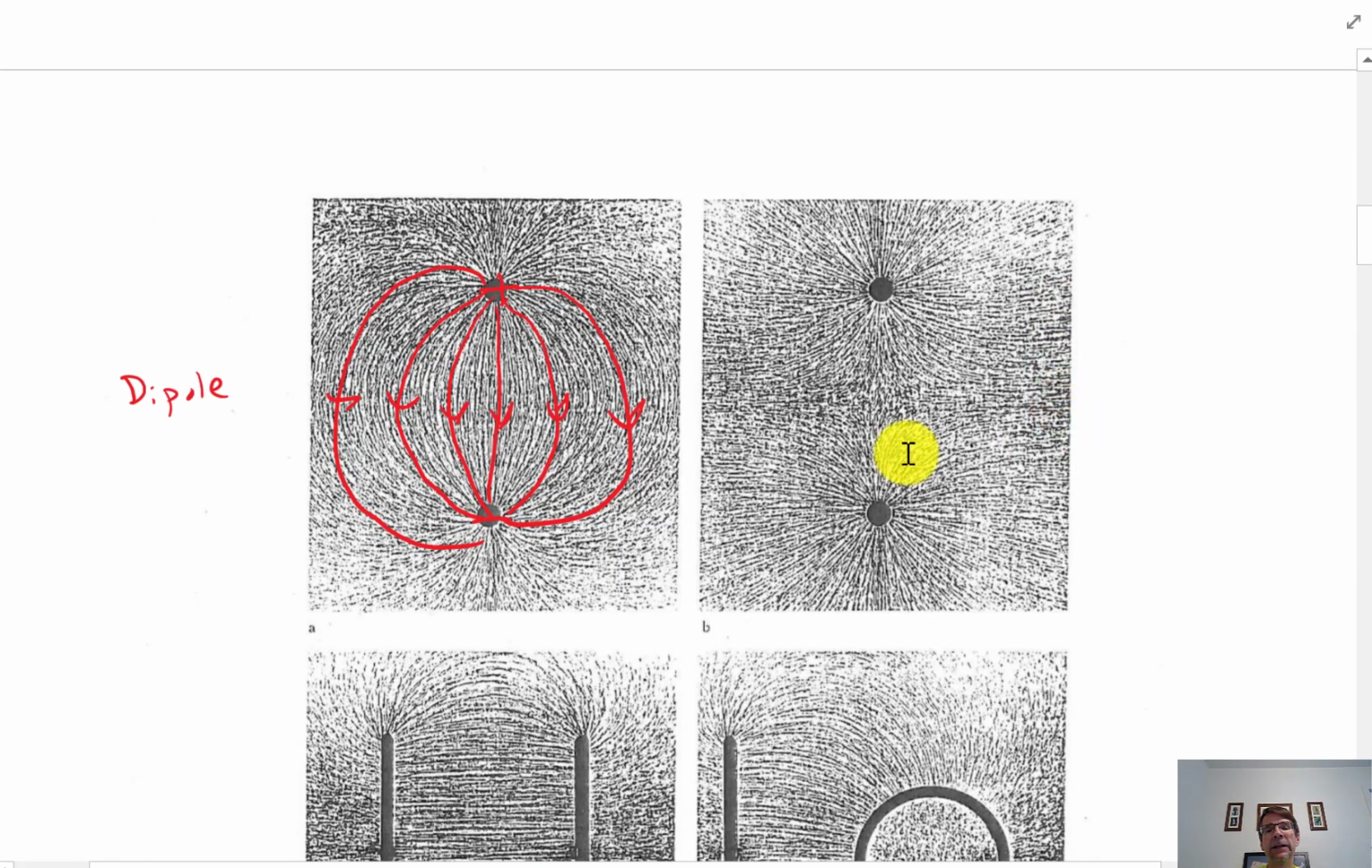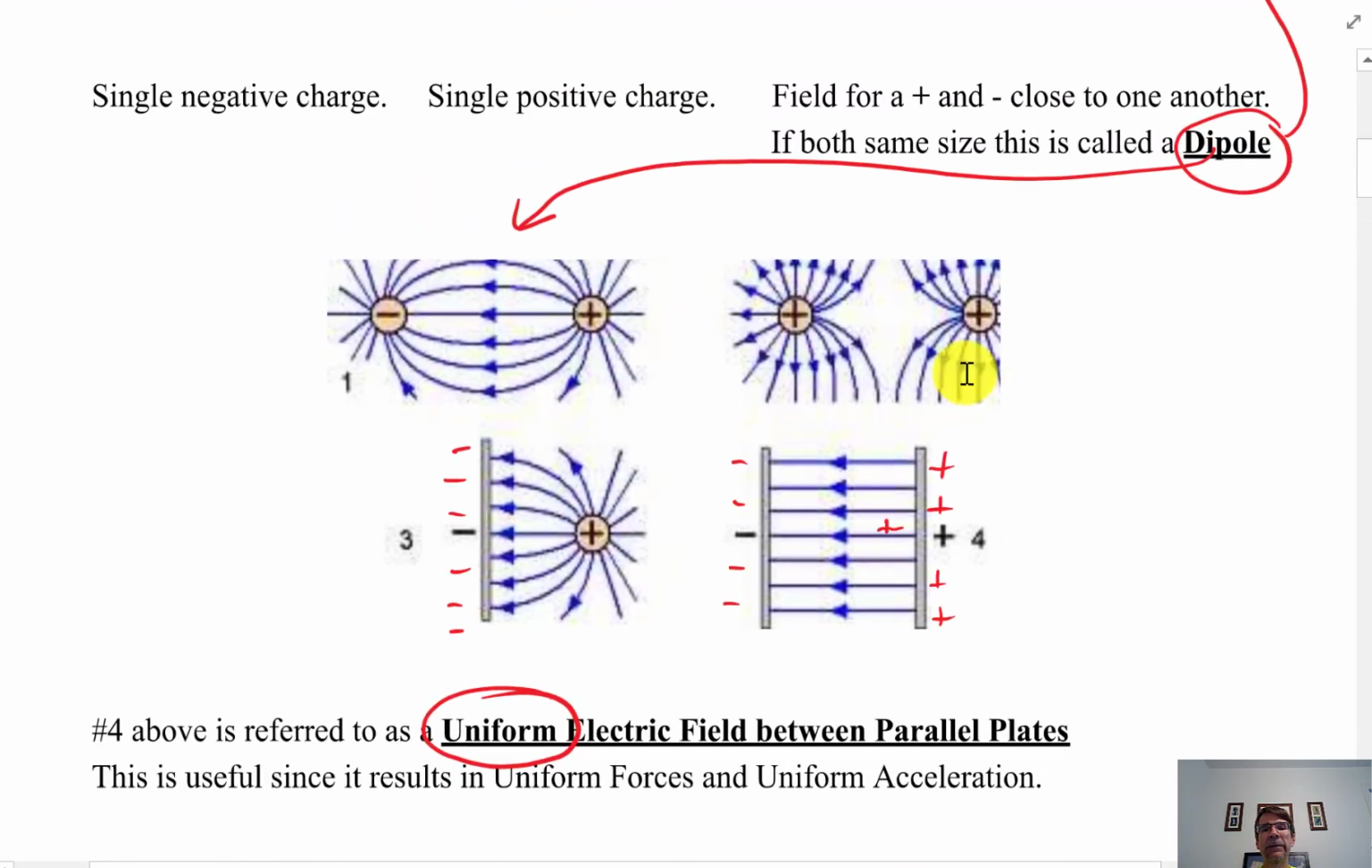And this is the one where it's repelling, and they could be both positive. If I made them both positive, it's the same diagram. If you look at the pattern there, it's the same as this pattern right here. Once again, two negatives would give you the same pattern, but the arrows would be pointing the other way.